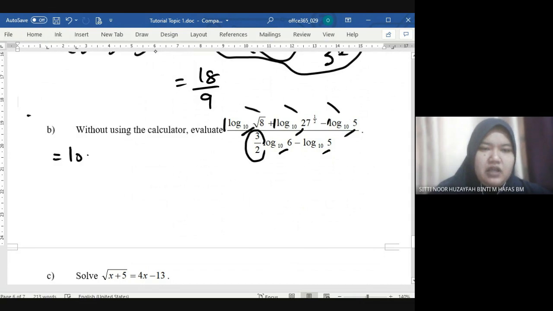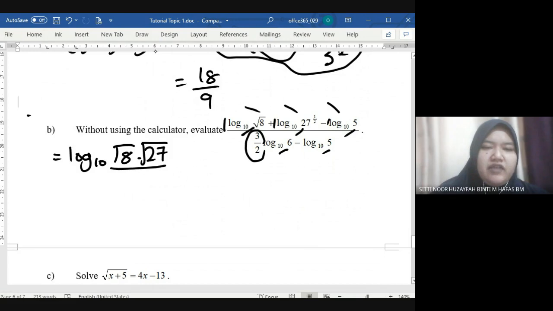So it will be log base 10 of root 8 multiplied by 27 to the power of 1 over 2 is root 27. Right? And then minus log base 10 of 5. So divide by 5. And then divide by log base 10 of 6 to the power of 3 over 2 minus, will be divide by 5.